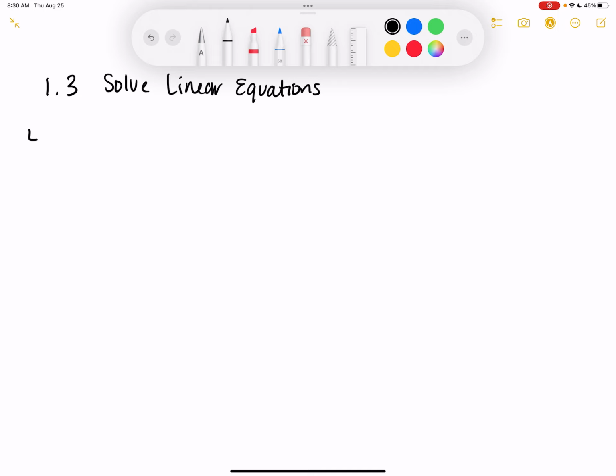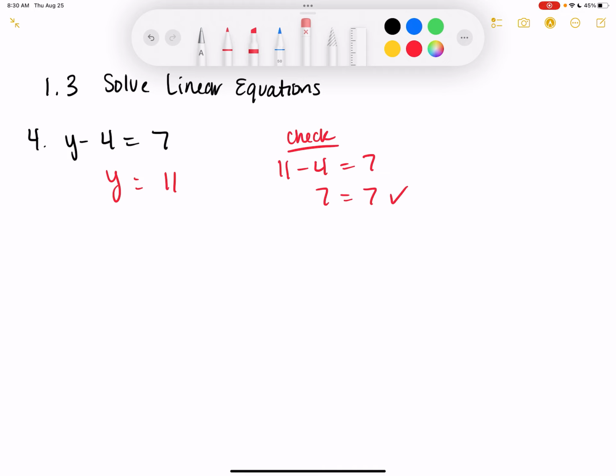So starting with number 4, y minus 4 equals 7. So how would I solve that? Add 4 to both sides. So y equals 11. So then for the check part, we replace y with 11. So we have 11 minus 4 equals 7. And then you need to show that 7 is equal to 7. Okay, so you're going to leave the right side alone and only change the left side.